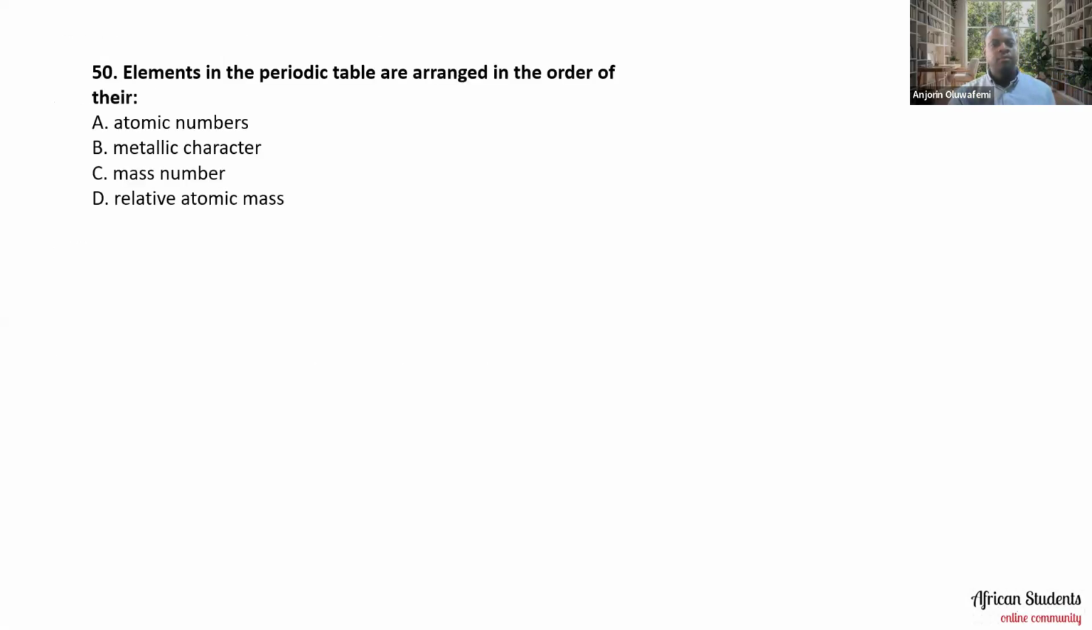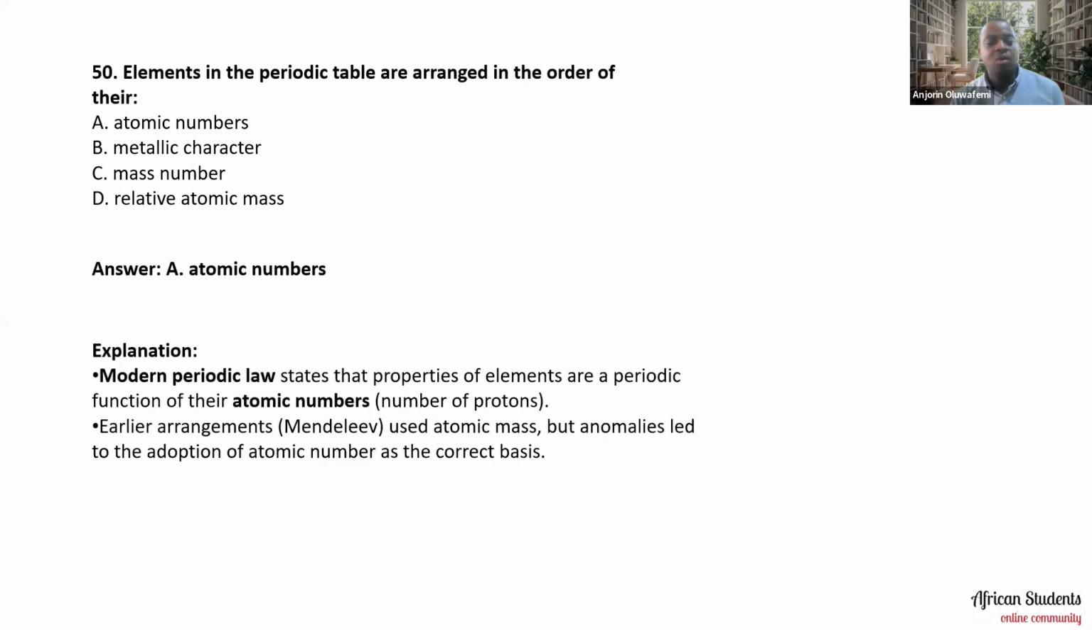Okay. Elements in the periodic table are arranged in the order of their atomic numbers, metallic character, mass number, or relative atomic mass. And the answer is atomic number. That's correct. So the modern periodic table states that the properties of elements are a periodic function of the atomic numbers, the number of protons. In earlier arrangements, Mendeleev used atomic mass, but anomalies led to the adoption of atomic number as the correct basis. Okay. So that's that for that.